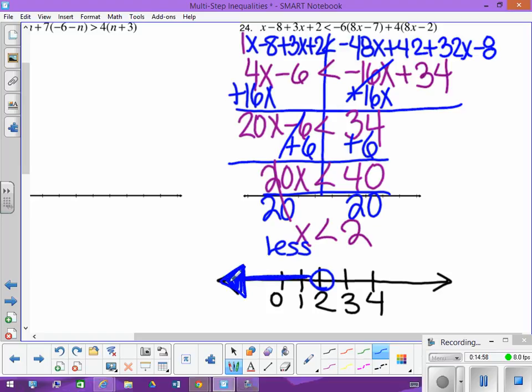So inequalities really are the same as solving multi-step equations, with the exception that we don't have a single number answer. We have a group of numbers, so we have to shade. And we have the exception, if we divide by negative, we have to be sure and flip the sign. Other than that, it's going to be the same thing.